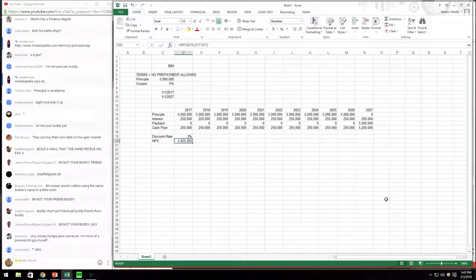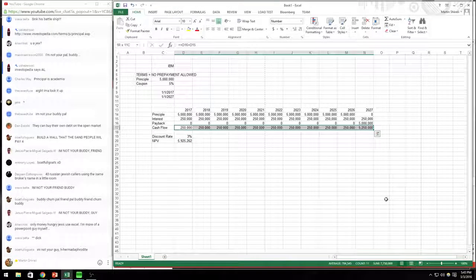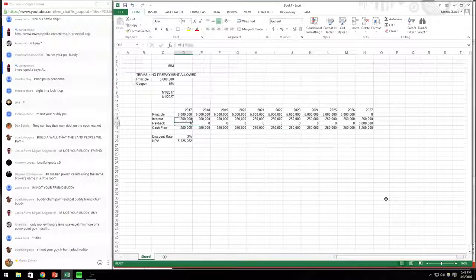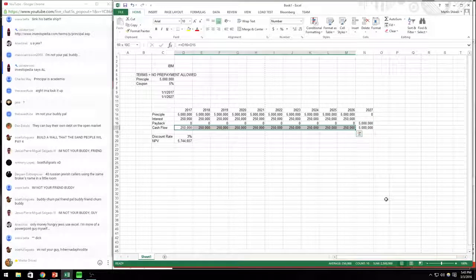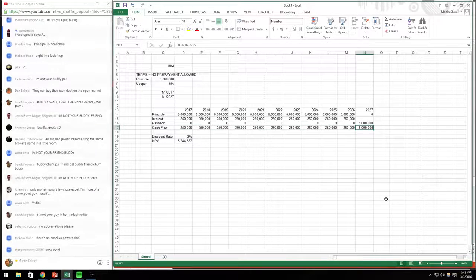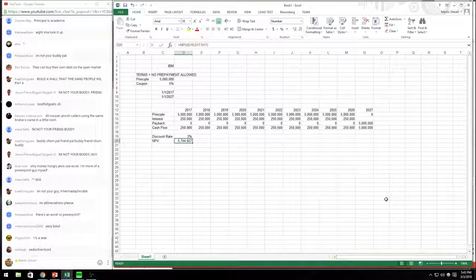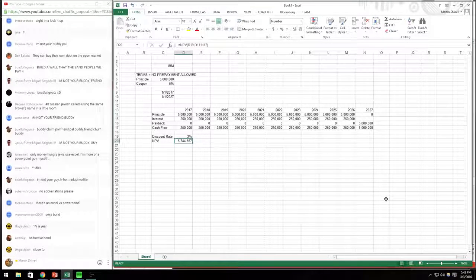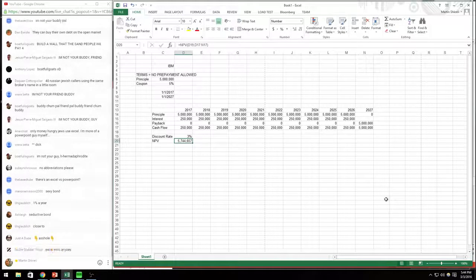We will get 10 payments of $250,000. We'll get a last balloon payment of $5 million. It's a 5% coupon bond, if that makes sense. So the total value we get is $5,744,657.